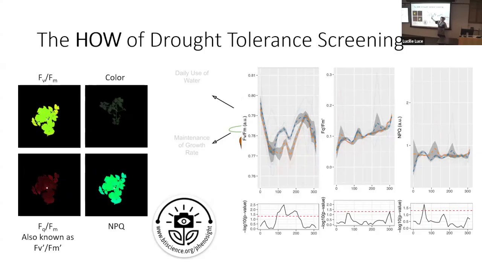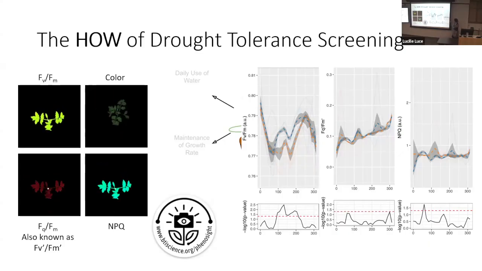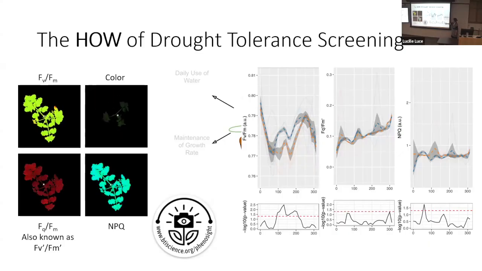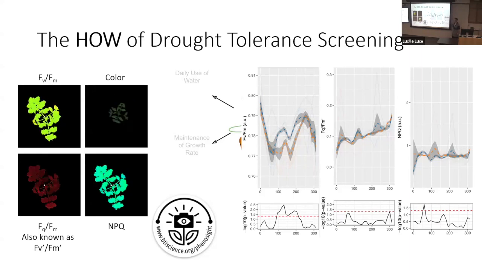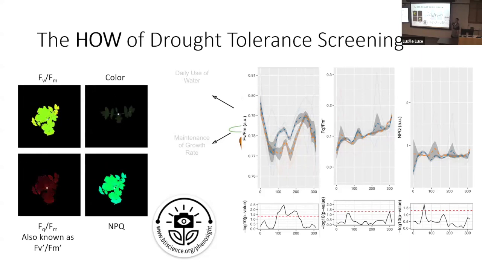But because we're looking through time, we can see that there are actually things happening. FQ'/FM', which is the light-adapted quantum yield, is not really different whatsoever. And we can see that for non-photochemical quenching there is some variation, and there are some points where the differences between our treatments are significant, but the data is a little bit messier here. But again, it allows us to dissect all of those responses into individual categories.